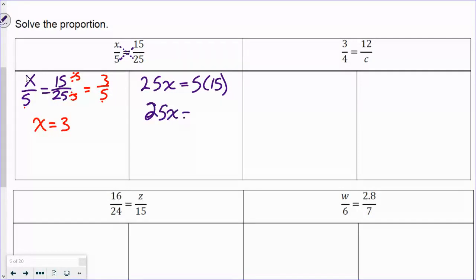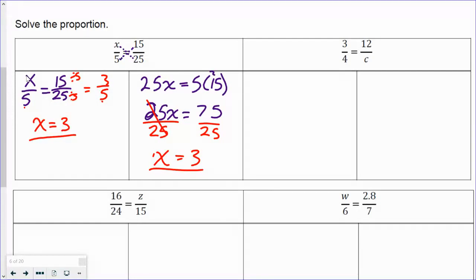25 times x equals 5 times 5 is 25, and we get 75. Then I have my one-step equation, and I know I can divide by 25. That's what's with the variable, and we want to isolate the variable so that we can solve it. Okay. Then we go, if I have quarters, how many quarters do I need to make 75? So x equals 3. Same thing that we got over here.